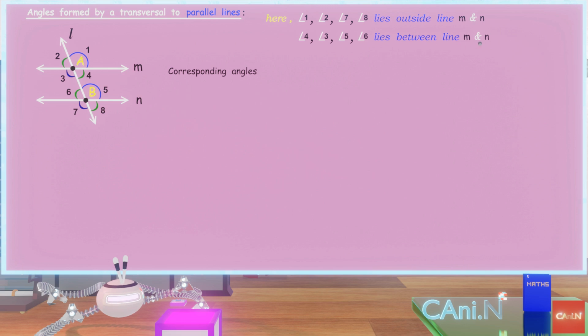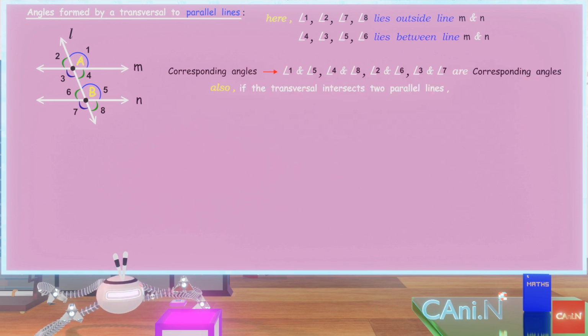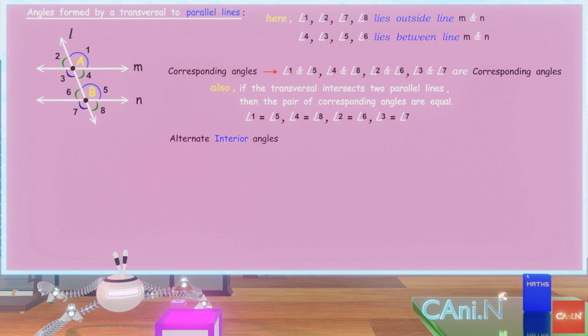Corresponding angles. Here, angles 1 and 5, angles 4 and 8, angles 2 and 6, angles 3 and 7 are corresponding angles. Also, if the transversal intersects two parallel lines, then the pairs of corresponding angles are equal. That is, angle 1 equals angle 5, angle 4 equals angle 8, angle 2 equals angle 6, and angle 3 equals angle 7.